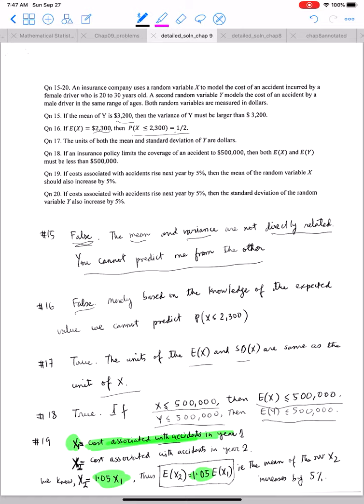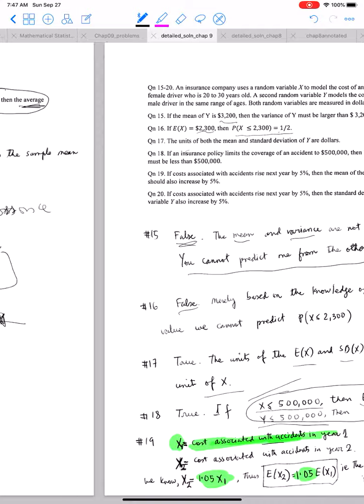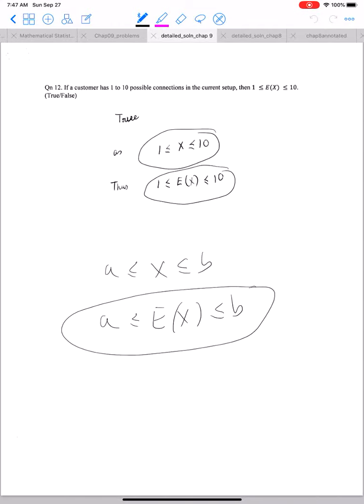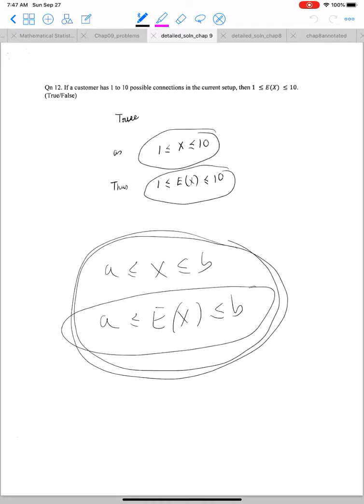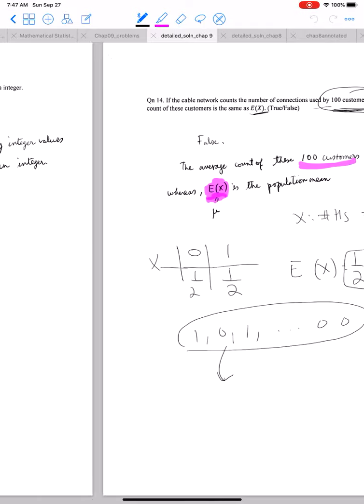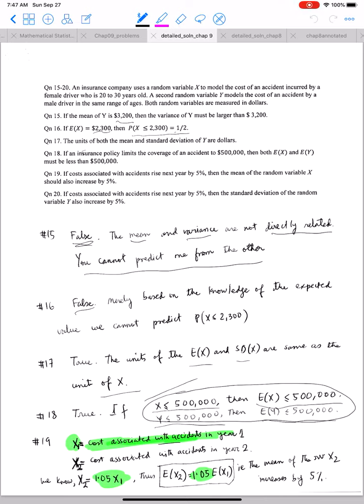So this one, question 18, essentially says if x lies between a and b, then expected value of x also lies between a and b, and this is similar to what we had done earlier. Number 19: if the cost associated with the accident increases by 5%, then the mean of the random variable also increases by 5%.